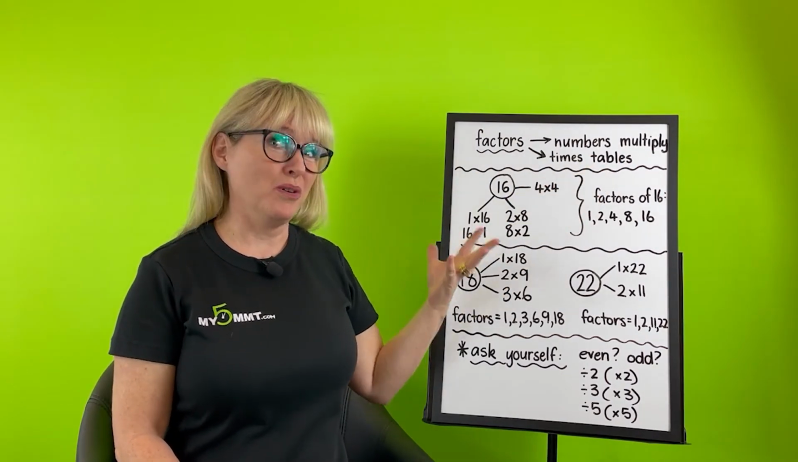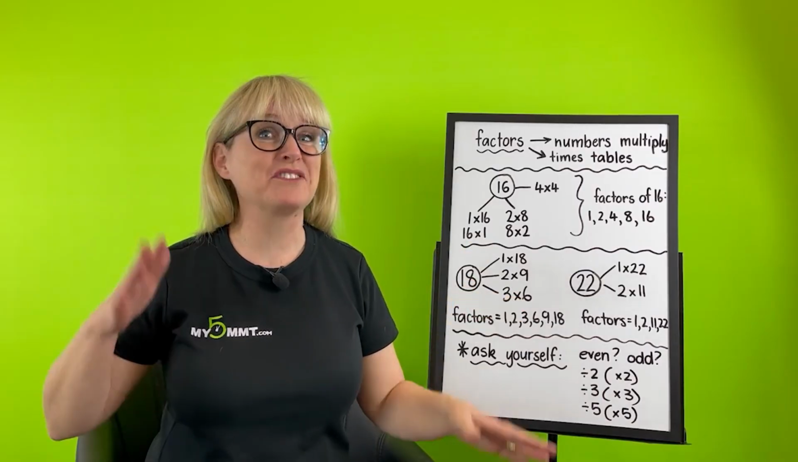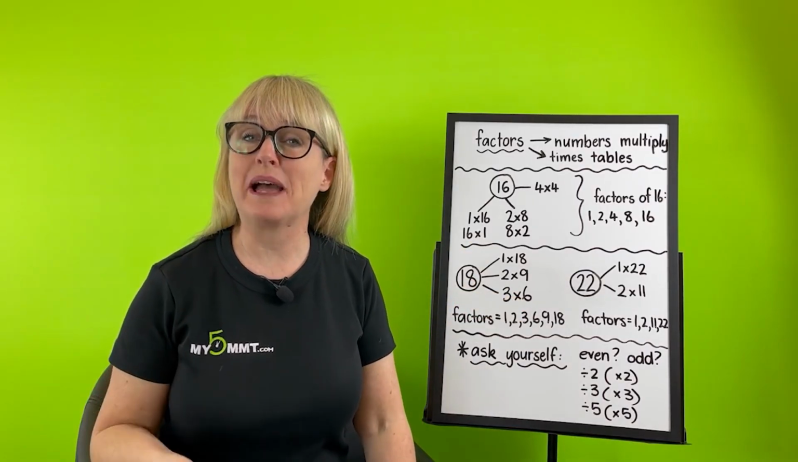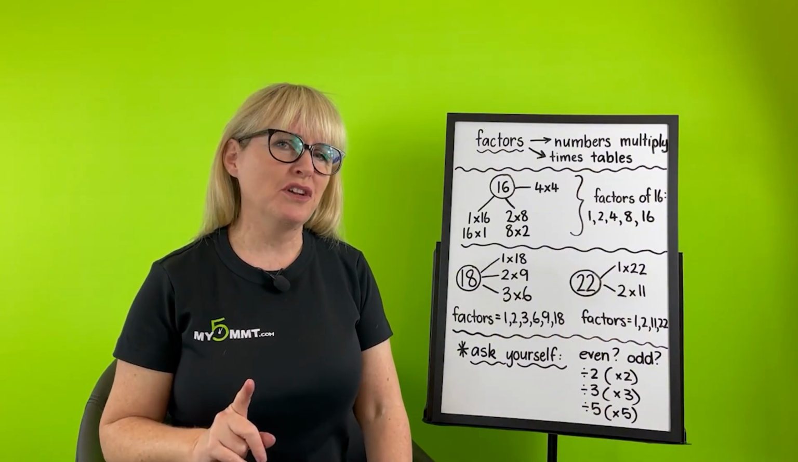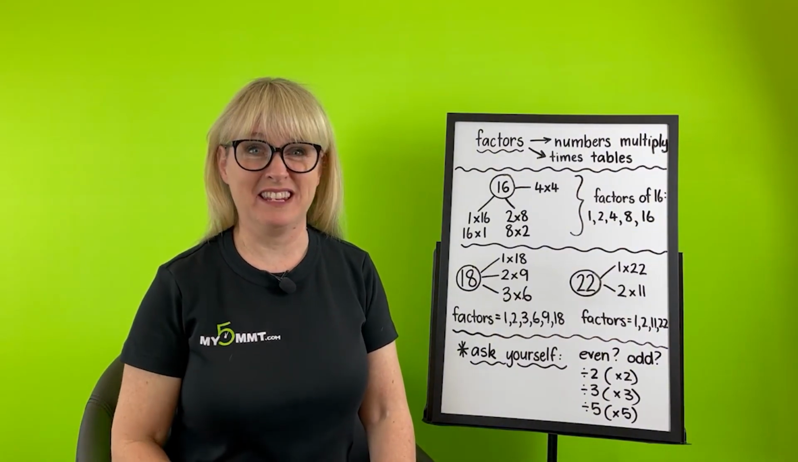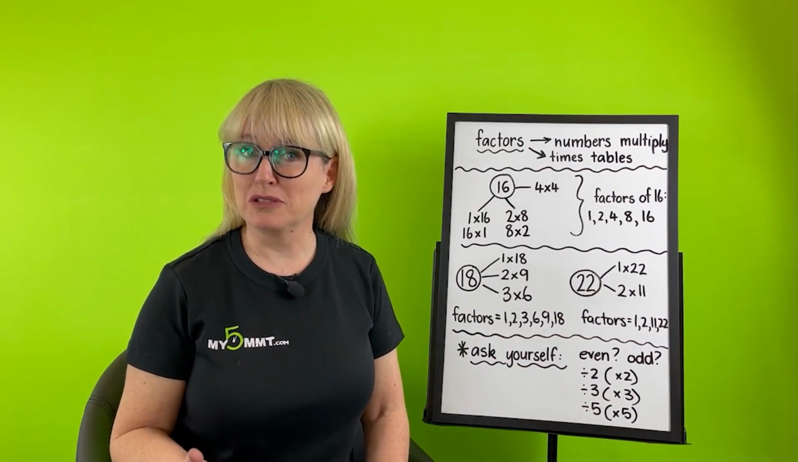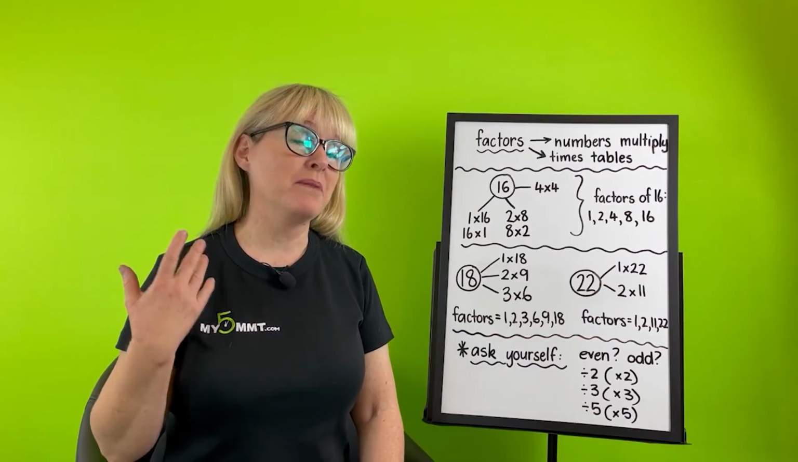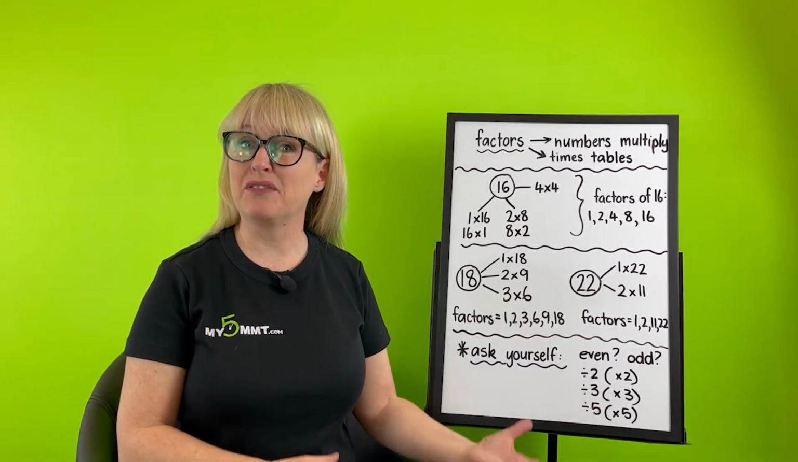We can look at a whole stack of different numbers, any number, right up to 100 and beyond, and think about the numbers that multiply to make that number. Make sure you're not thinking of add to make the number or subtract to make that number. It's all linked to multiplication. And that's why the more we know our times tables, the more it's going to help us work out the factors.